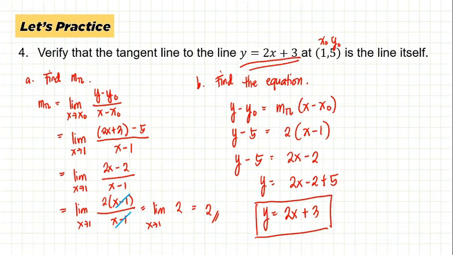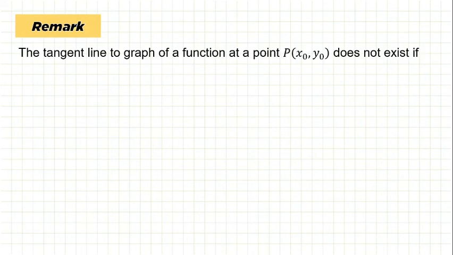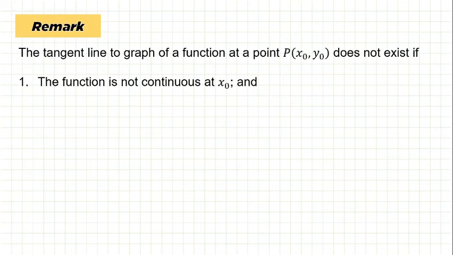Okay, so that's it for our last problem. Now, when can we say that the tangent line of a certain function at a given point does not exist? So we have this remark. These are the reasons why wala tayong tangent line na makukuha. First, the function is not continuous at x sub o. So at the given point, discontinuous yung ating function because from the definition itself, dapat yung function natin ay continuous. Okay? So if walang point, wala kang makikitang tangent line kasi wala kang point of tangency na makukuha.